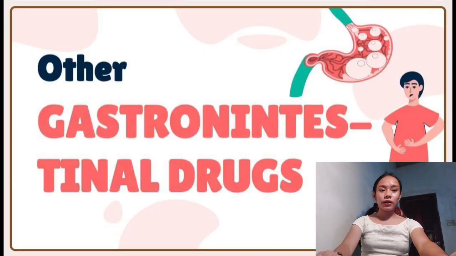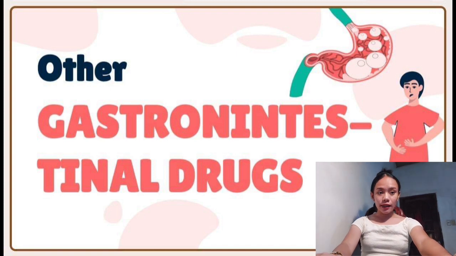So what are the other gastrointestinal drugs? I will be discussing an assortment of GI drugs with indications ranging from emesis to colitis to hemorrhoids. There are 4 groups emphasized. First is the antiemetics. Second is the antidiarrheals. Third is drugs for irritable bowel syndrome. And last is drugs for inflammatory bowel disease.